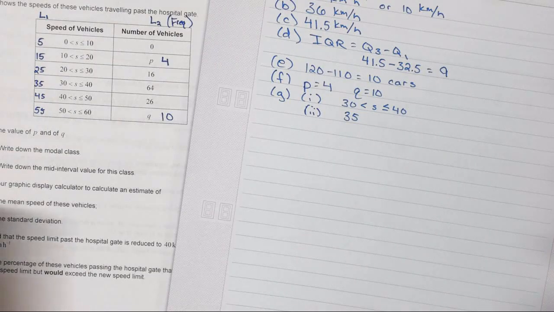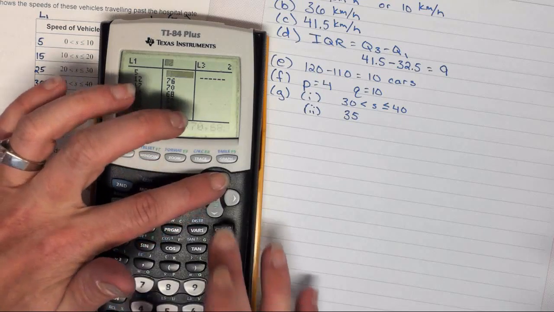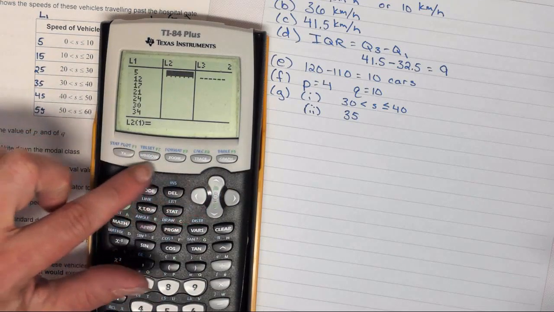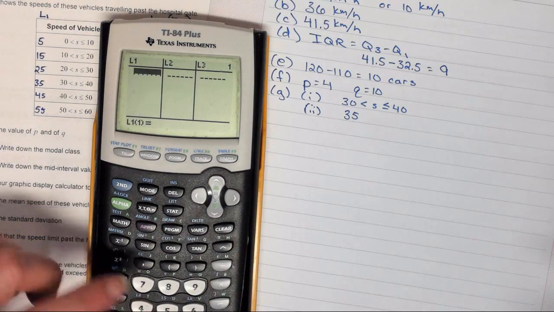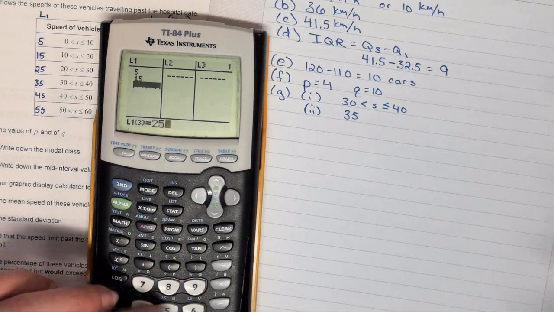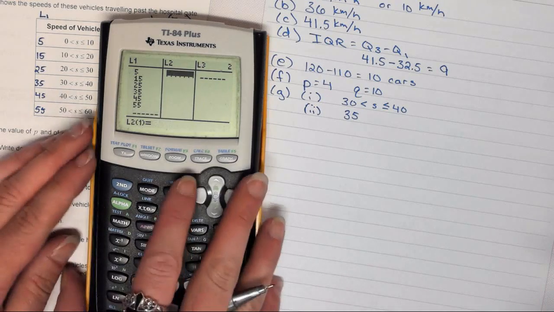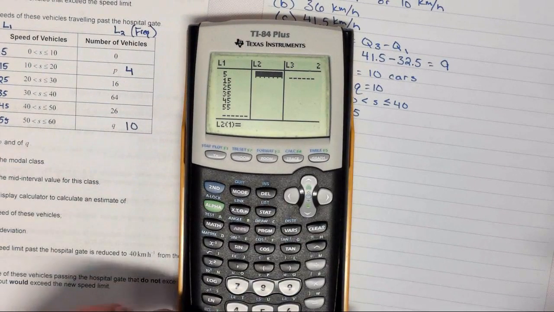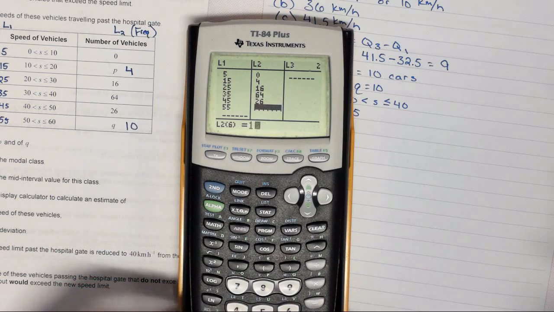So I'm going to go to Stat, Edit. Now I have information in there and I don't want it. So if I go up to L2, Clear, Enter. Go up, arrow up to L1, Clear, Enter. I can type in my values now. 5, 15, whoops, I forgot 15, 25, 35, 45, and 55. L2 is going to be my frequency list. 0, 4, 16, 64, 26, and 10.